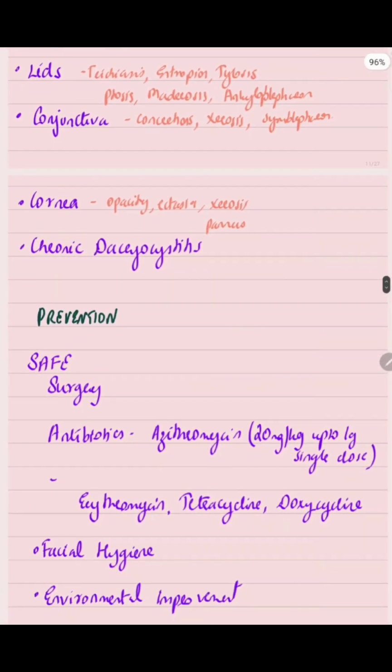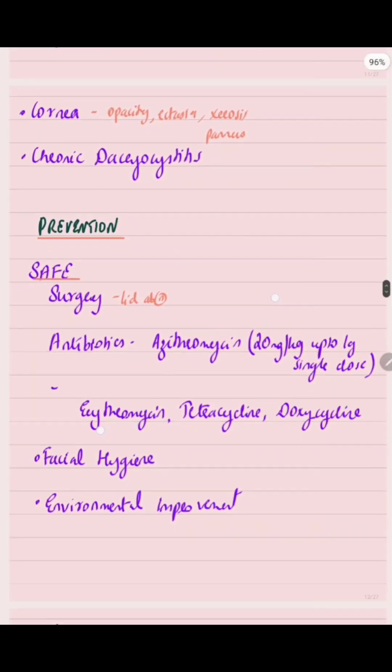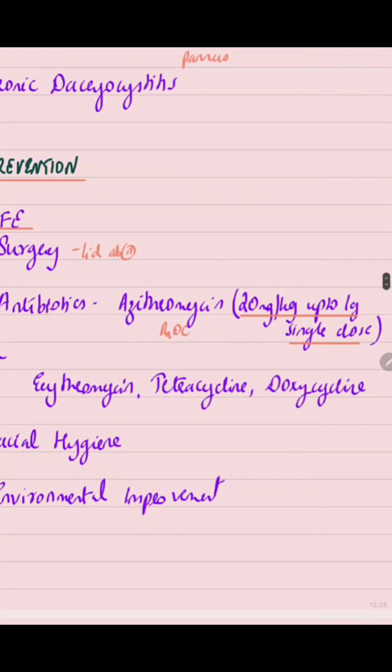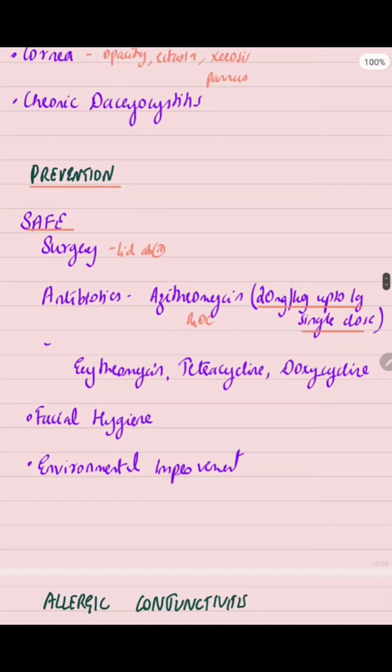Now, prevention is by the SAFE strategy, that is surgical correction of any lid abnormality. Then antibiotics: azithromycin 20 mg per kilogram up to 1 gram single dose should be given. That is the treatment of choice. Other drugs are erythromycin, tetracycline, doxycycline.